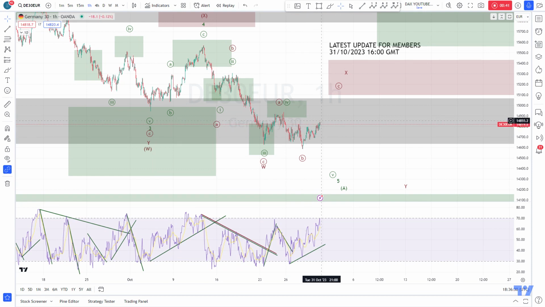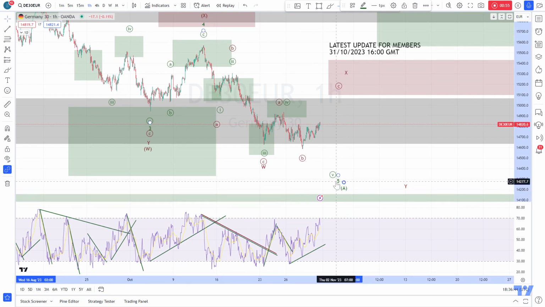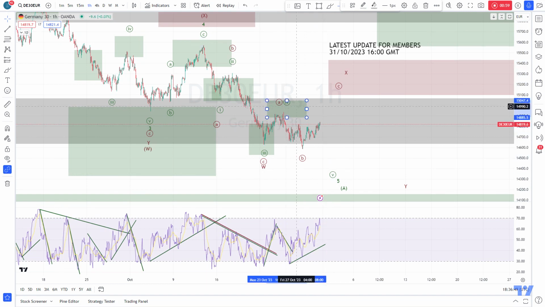However, let's try to give an interpretation to this structure here. So the scenario in green is assuming a fifth wave here to finish this wave A, and we are still missing the fifth wave. So far we believe this is the wave 4, 1, 2, 3, 4. But now this fifth wave has to start, and it does not really start for now. We are just sitting here. But okay, this can be corrective.